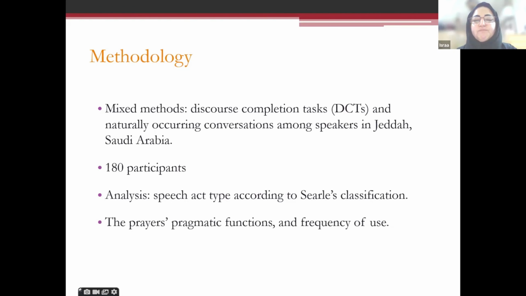Methodology. The study used mixed methods, where data was collected through discourse completion tasks, DCTs, and naturally occurring conversations among speakers in Jeddah, Saudi Arabia. A total of 180 participants, balanced across gender and age groups, contributed to the data set. In terms of analysis, instances of prayers embedded within speech acts were first identified and then analyzed in terms of speech act type, according to Searle's classification. And then they were further analyzed in terms of their pragmatic functions, and also the speech act type in which they most frequently occurred.